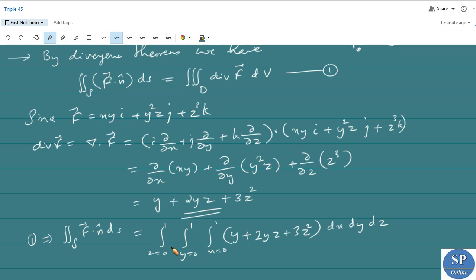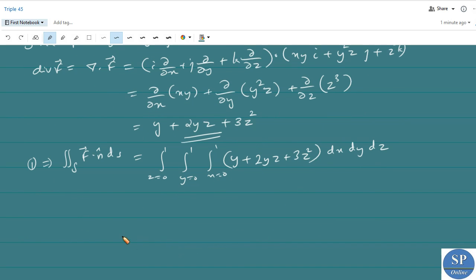So limits are all constant limits. So directly we can integrate. So first we are integrating this inner integral, integral 0 to 1, y from 0 to 1.